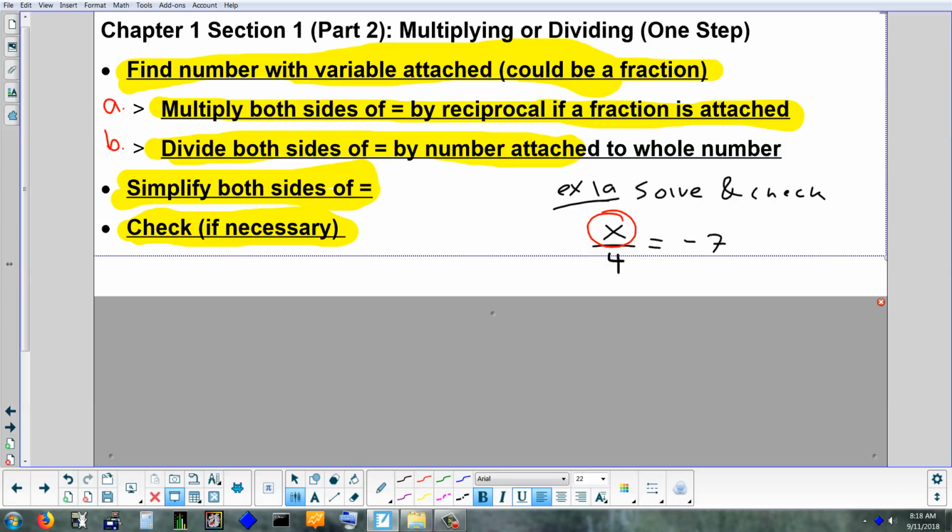Alex, am I going to use option A or option B? Am I going to multiply, which is option A, or divide, which is option B? A. Alright, I'm going to multiply. What do you have there that tells you you have to multiply? A fraction, right? Good. Nice job. So we know we're going to multiply. I'll put a little dot.